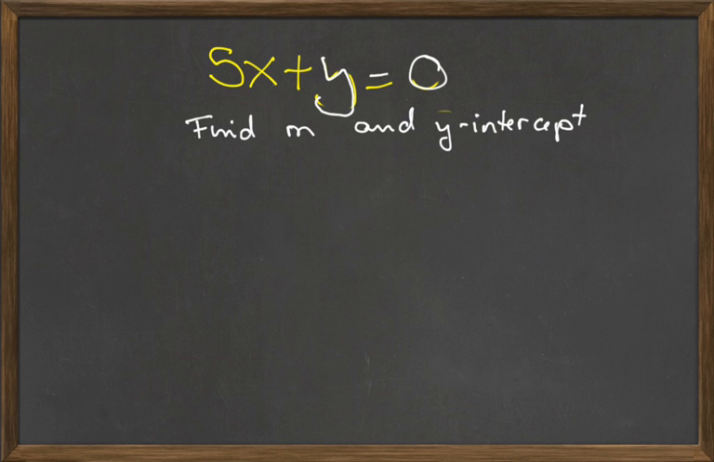There's a whole bunch of problems for you to do over the weekend. Find the equation of the line. We've got to solve for y. How? What do we do? Y equals negative 5x. Is everybody with me?